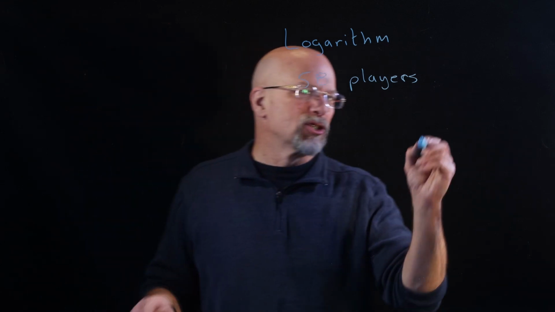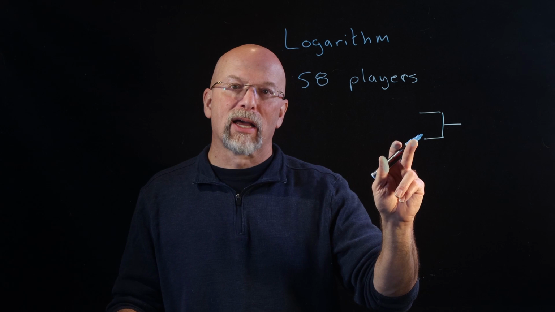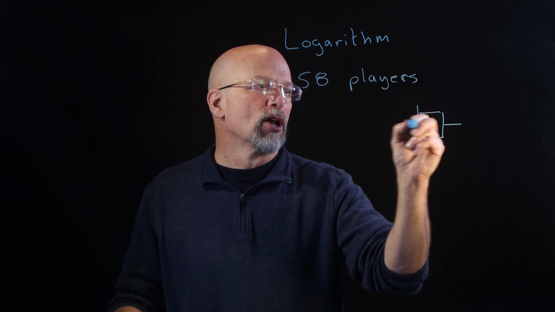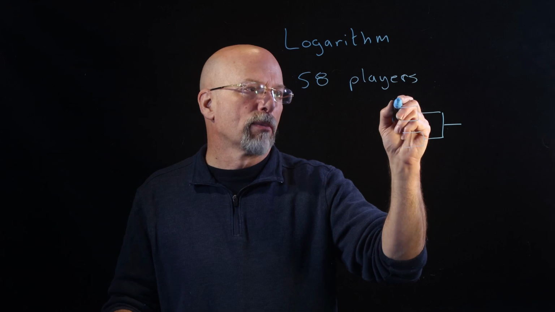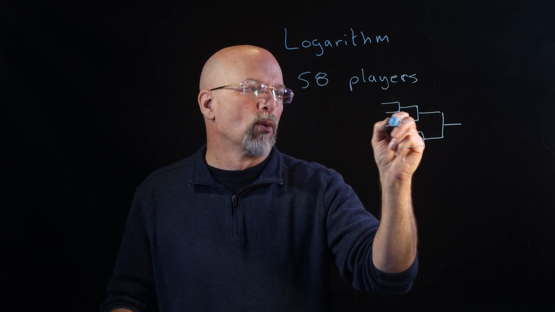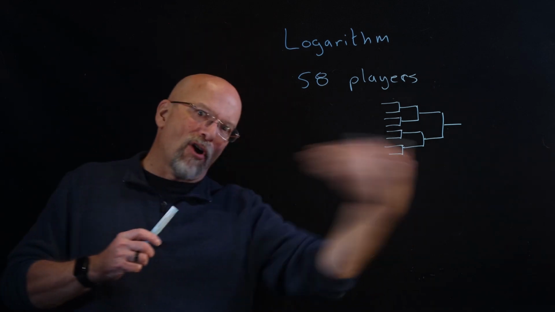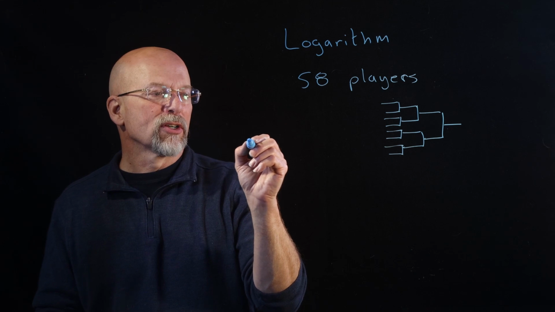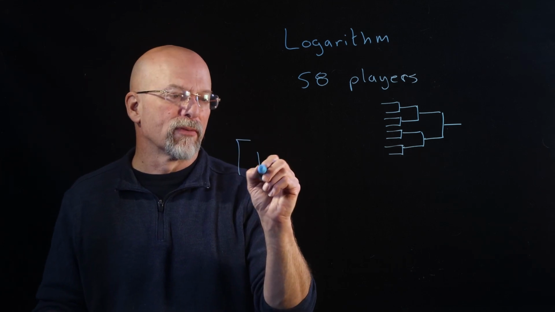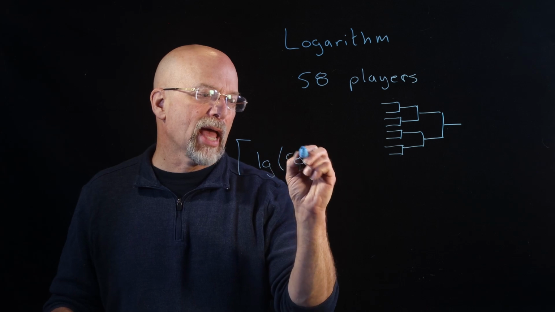Because what's going to happen is you're going to have something like a single winner, right? And that single winner is going to come from the match of 2 players who were decided with 2 games of 4 players who were decided with 4 games of 8 players, and so forth. How far do we have to go back in order to get to 58 players? Well, it turns out that it's a pretty simple operation of the base 2 logarithm of 58.